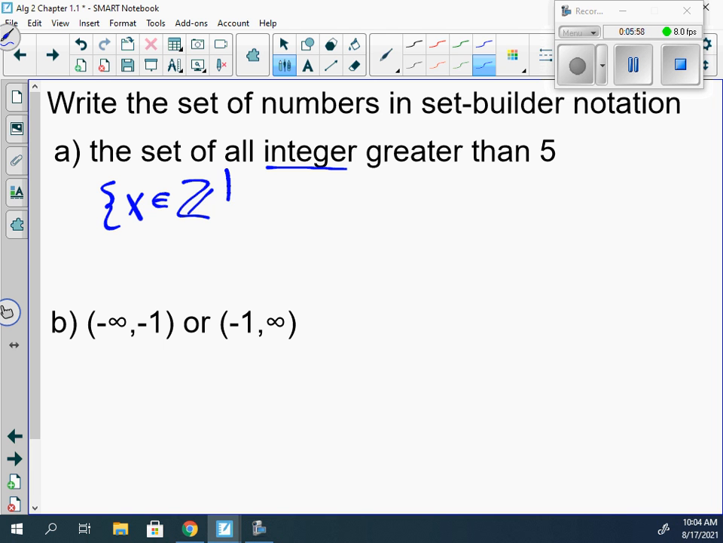Now we can do the such that. Now we can drop the bar. Okay, so we classified the type of numbers. X is an integer. Such that what? Greater than 5. So x is greater than 5. Close it up.